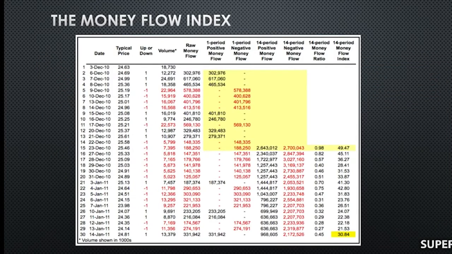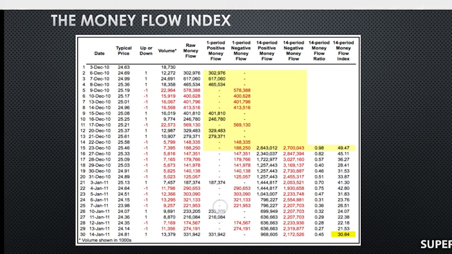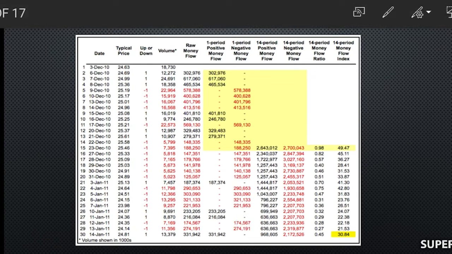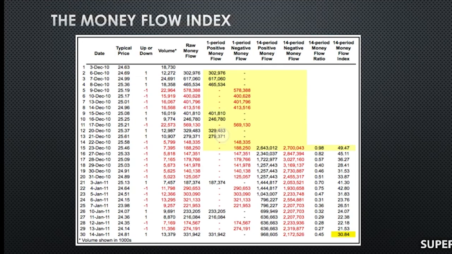Here these figures in black color represent positive money flows, and the figures in red color represent negative money flows. Here we are just adding these positive money flows to get the 14 days positive money flow, and here we are adding all these negative money flows to get the negative money flow. An average is not calculated here.